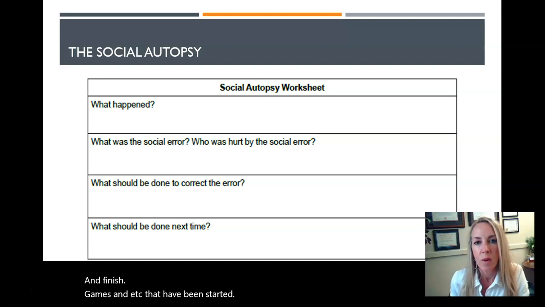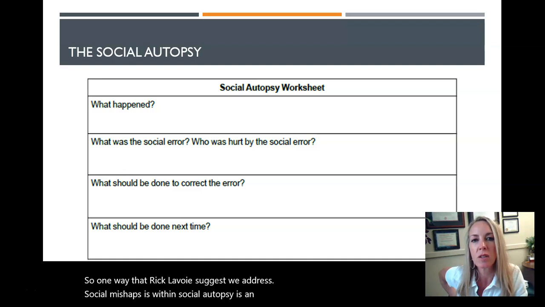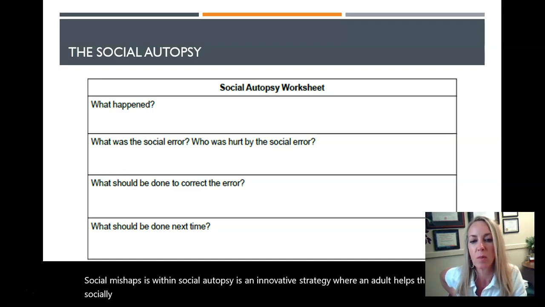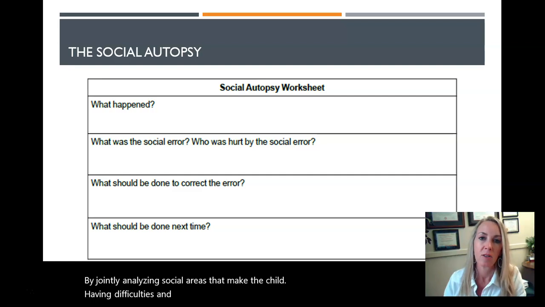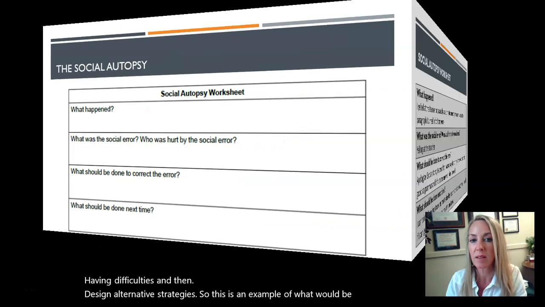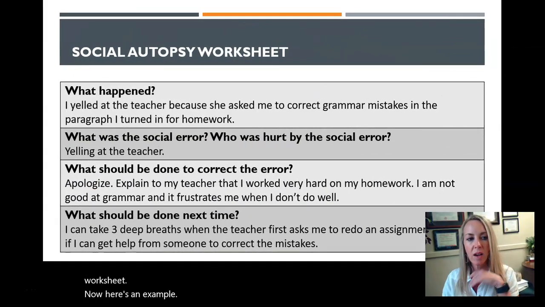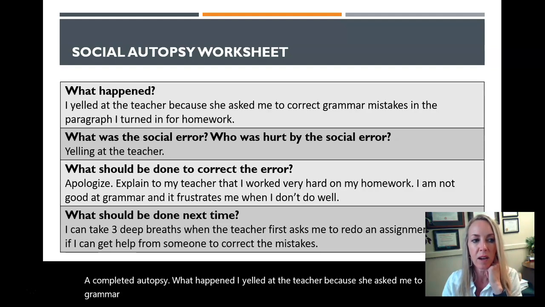So one way that Rick Lavoie suggests we address social mishaps is with a social autopsy. It's an innovative strategy wherein an adult helps a socially deficient child to improve social skills by jointly analyzing social areas that make the child have difficulties, and then designing alternative strategies. So this is an example of what would be on a social autopsy worksheet. Now here's an example of a completed autopsy. So what happened? I yelled at the teacher because she asked me to correct grammar mistakes in the paragraph I turned in for homework.